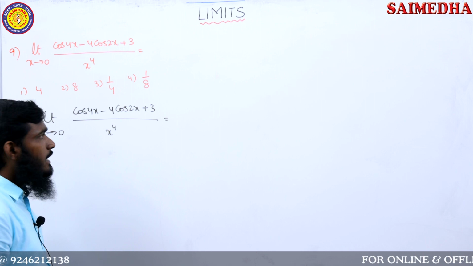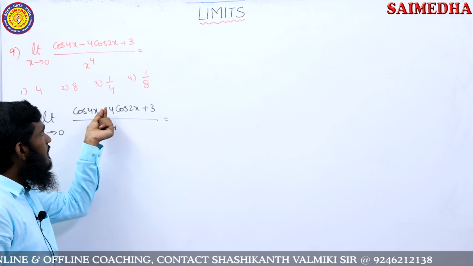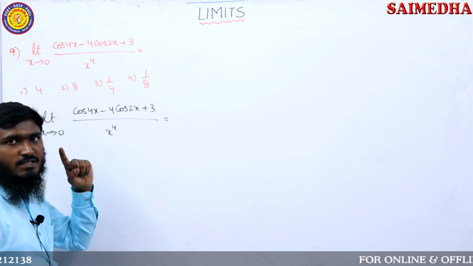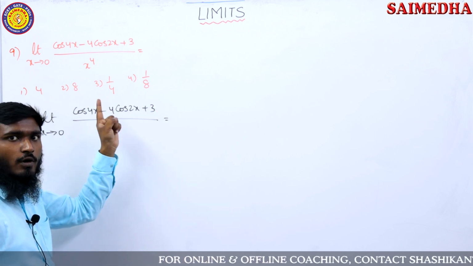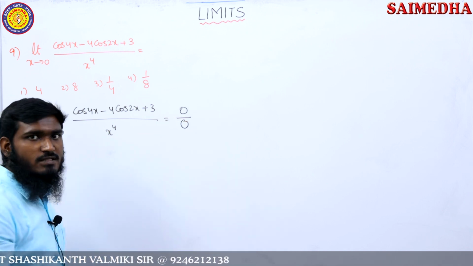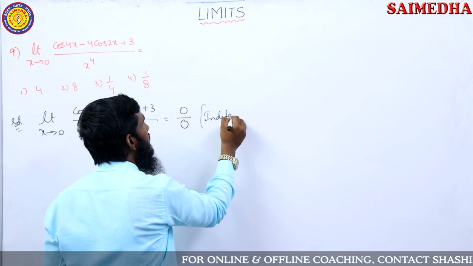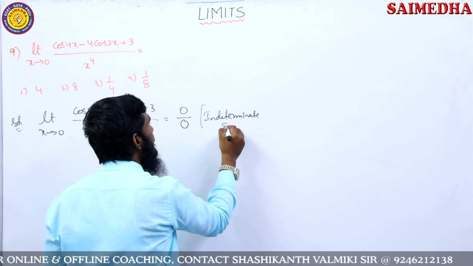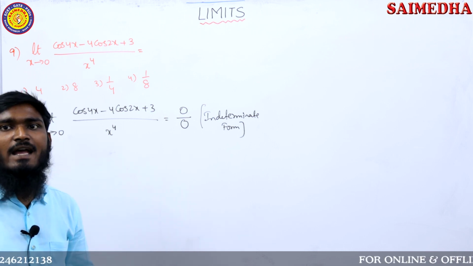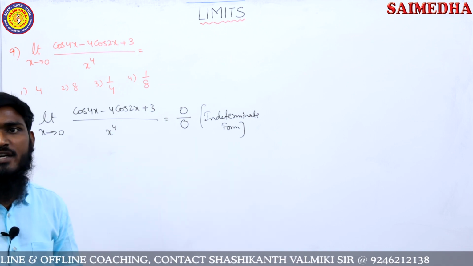If we substitute the x value as 0, cos 0 equals 1, minus again cos 0 equals 1. So 1 minus 4 plus 3. 1 plus 3 equals 4, 4 minus 4 equals 0. Then 0 divided by the denominator, which is again 0. So we get the answer as 0 by 0, which is an indeterminate form. If we get the indeterminate form 0 by 0, as I have said, we can apply the L'Hospital rule. L'Hospital rule means we have to differentiate the numerator and the denominator also.